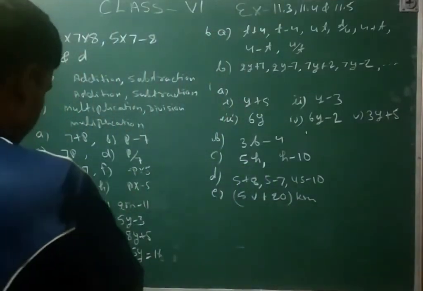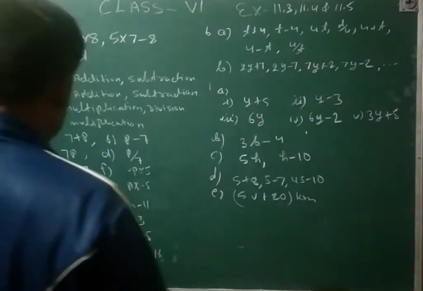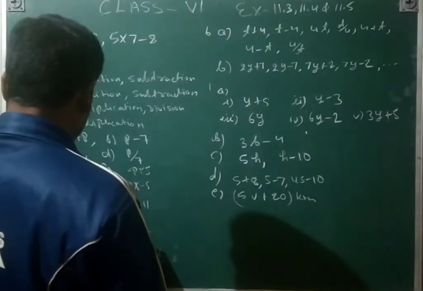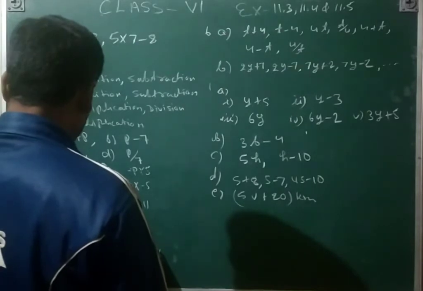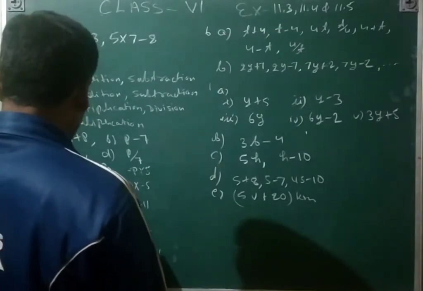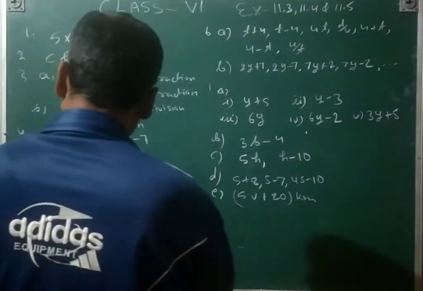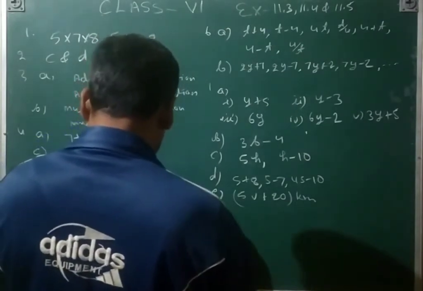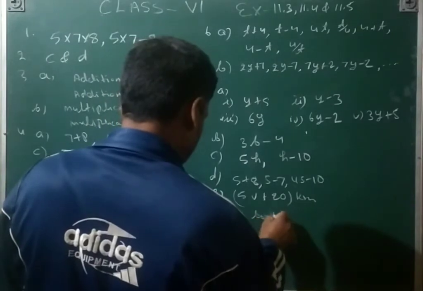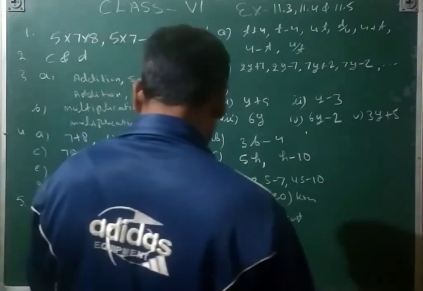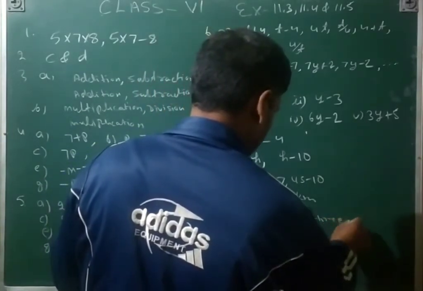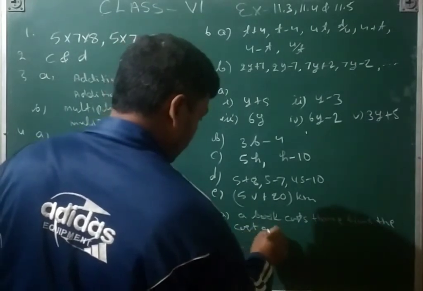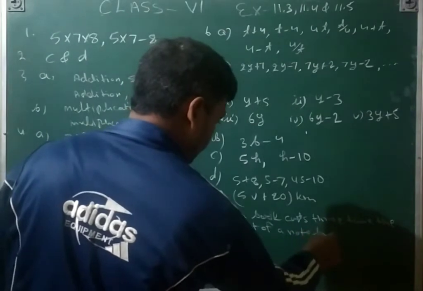Question number 2. Change the following statements using expressions into statements in ordinary language. A book costs 3p, and a notebook costs p. So we will write it in ordinary language: a book costs 3 times the cost of a notebook.